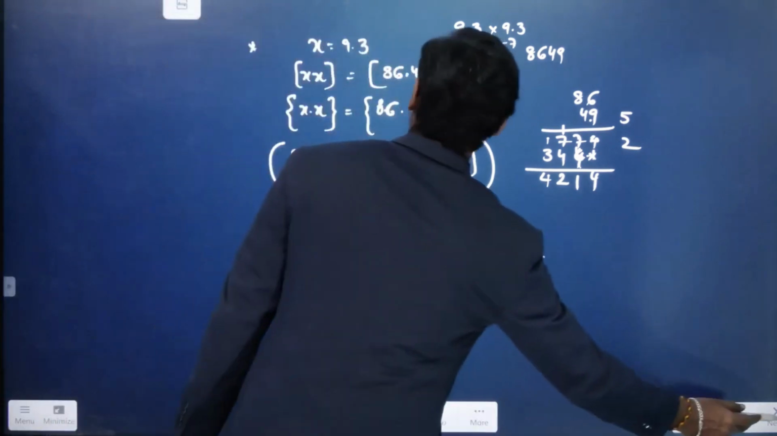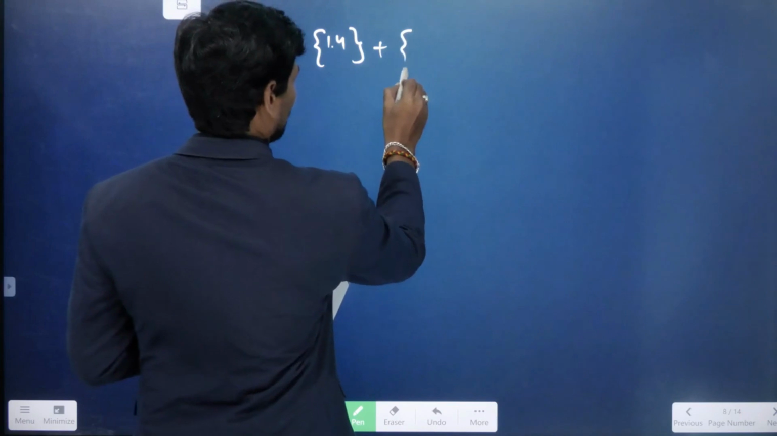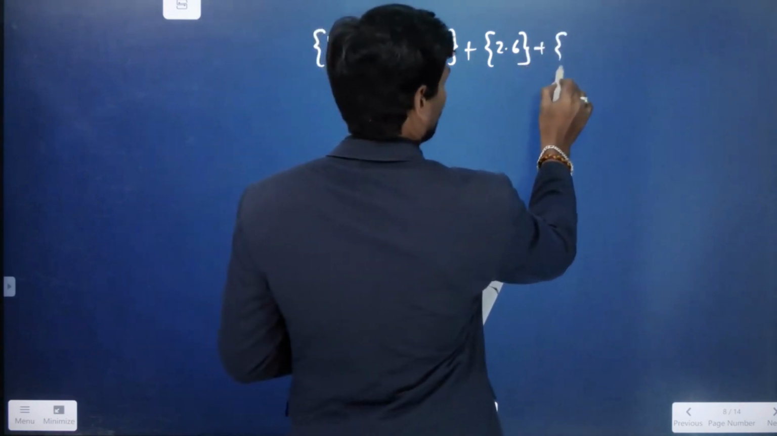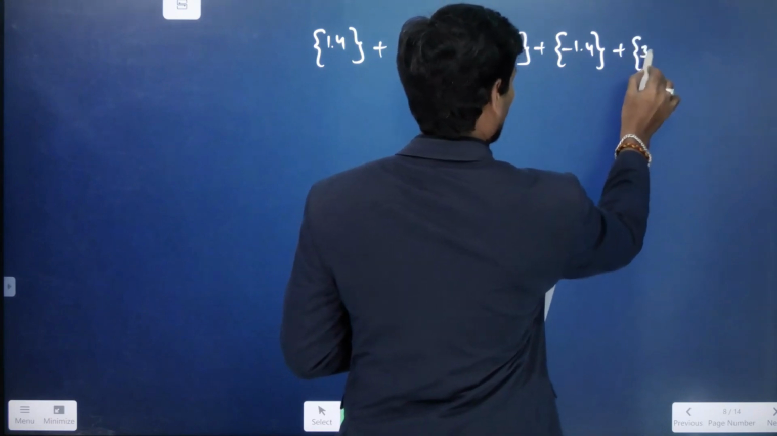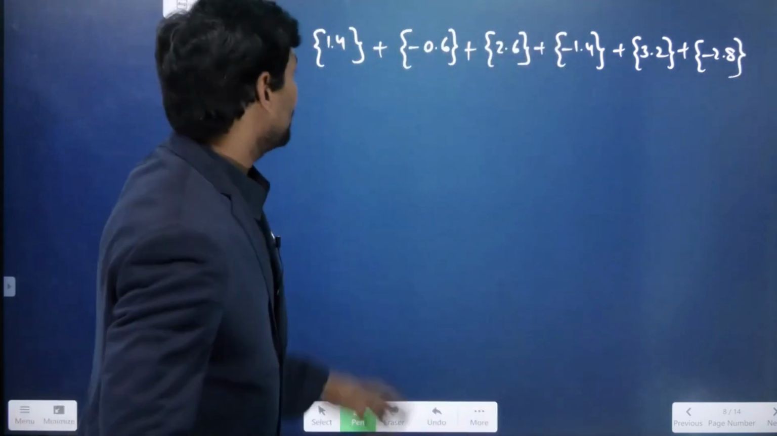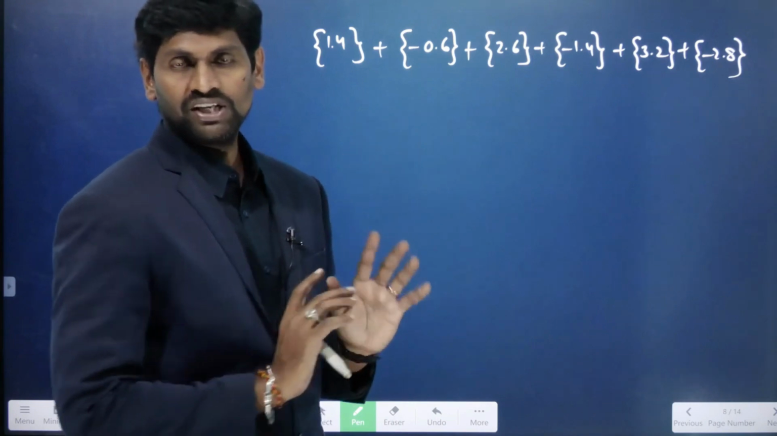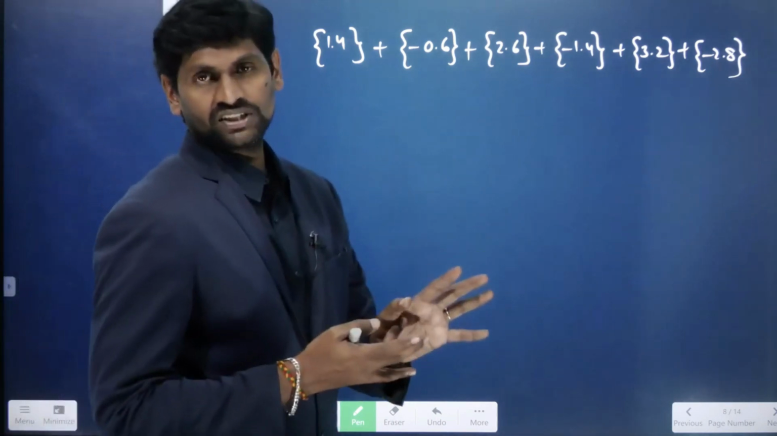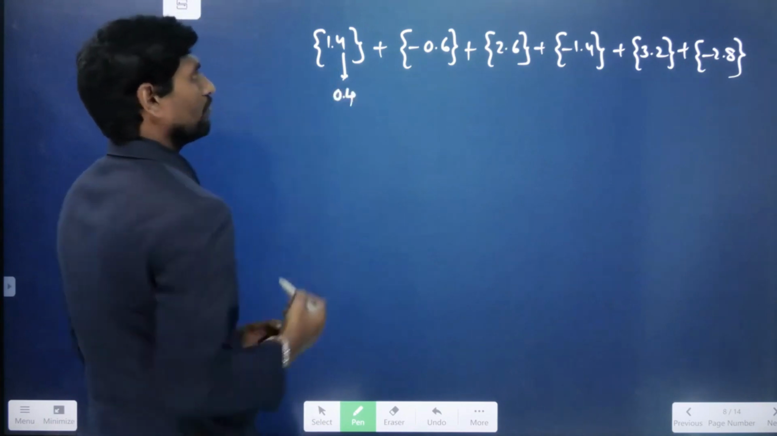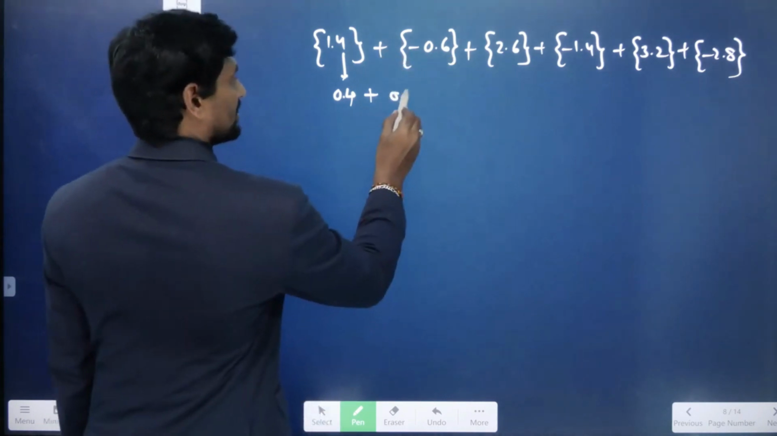Next question: fractional part of 1.4 plus fractional part of minus 0.6, fractional part of 2.6 plus fractional part of minus 1.4, and 3.2 as well as minus 2.8. Whenever you have the fractional part of negative decimal numbers, we do one thing: subtract the decimal value from 1 to get the positive value, without applying x minus greatest integer formulas again. Here the fractional part is 0.4. If you remove the whole number 1, 0.4 remains. Here it is negative, so 1 minus 0.6 is 0.4.